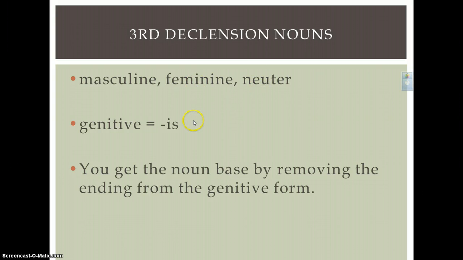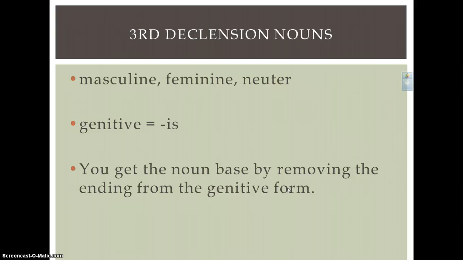You always know what declension a noun is in from its genitive form. A first declension noun has an AE in its genitive. A second declension has a long I in its genitive. And the third declension has a short IS in its genitive. Now, how you get the noun base is particularly important for third declension nouns. You get the noun base by removing the ending from the genitive form.